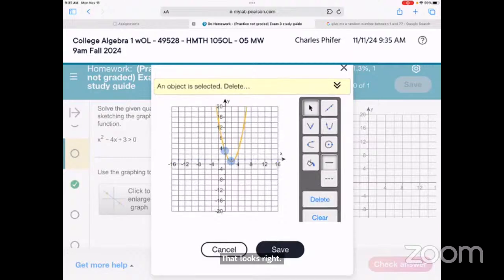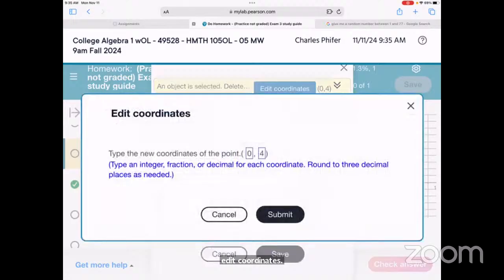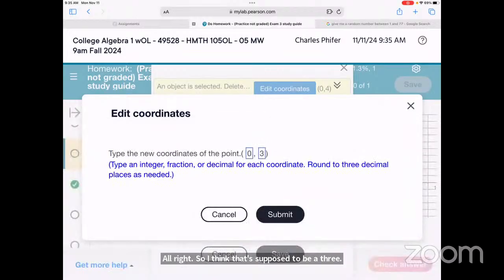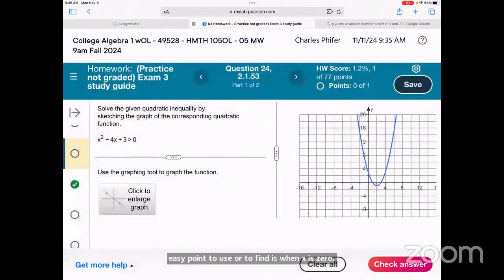So all I did was, let me make sure these are editable coordinates. All right. So I think that's supposed to be a 3. Submit. Can I edit this one too? 2, -1 looks good. I'm gonna hit save, right? So again, we just use the vertex, and then I just found an additional point. So an easy point to find is when x is 0 in this case. Okay, so let's check. Okay.